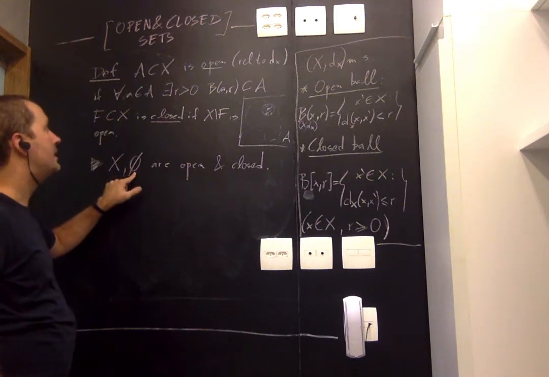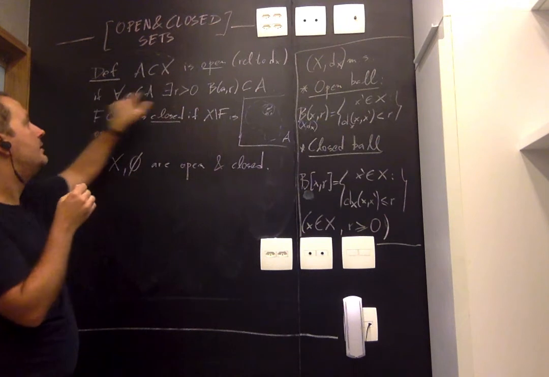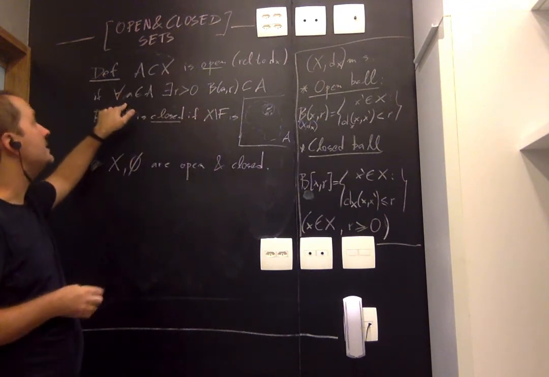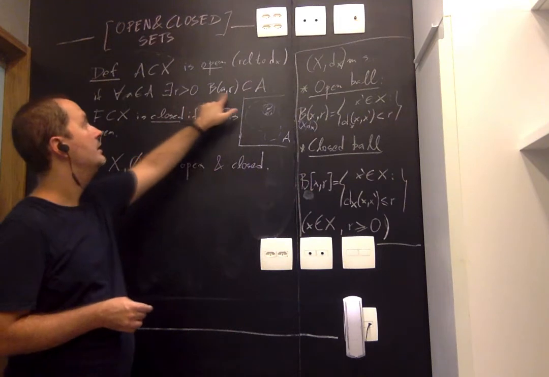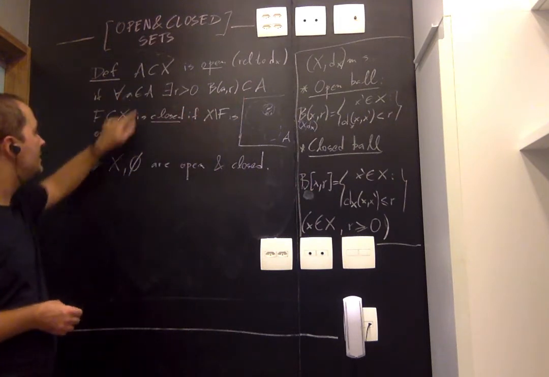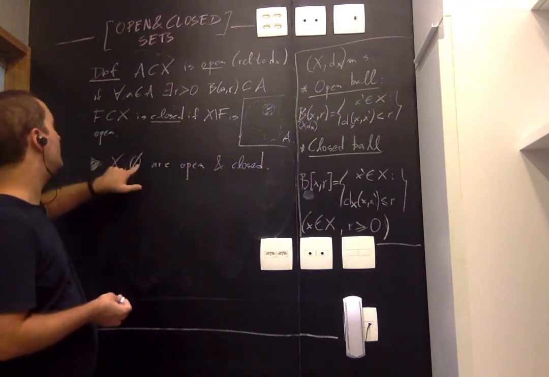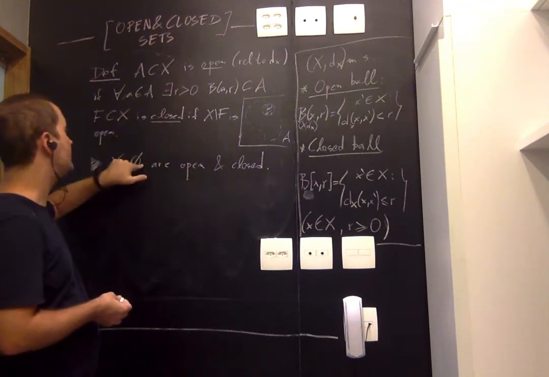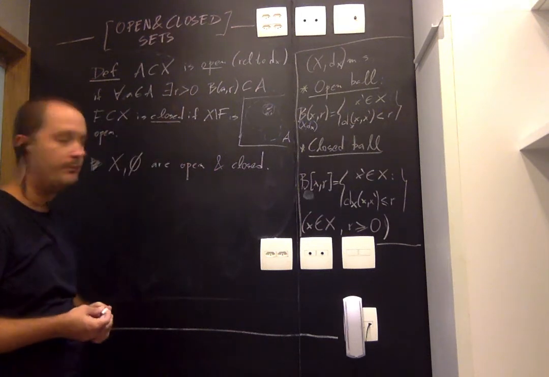Why is the empty set open? Well, if it was not open, then this statement would be false. There would exist an A such that for any positive radius that I pick, the ball is not contained in A. But how can that be if there does not exist an element in the empty set, right? So it's vacuously true. It's true because it cannot find an A in the empty set, and therefore it cannot find an A that violates this.